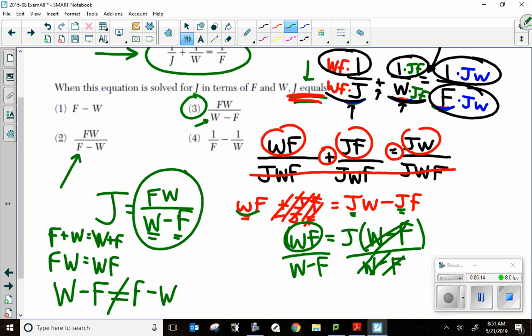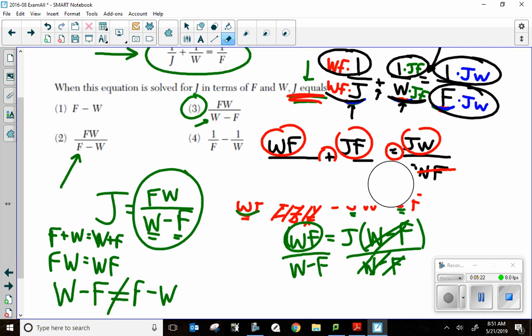Now, there were other ways to do this. This is just the way I did it. It seems to be easy for me because I like this part right here, where I can just wipe out the bottom. So the answer is choice 3.